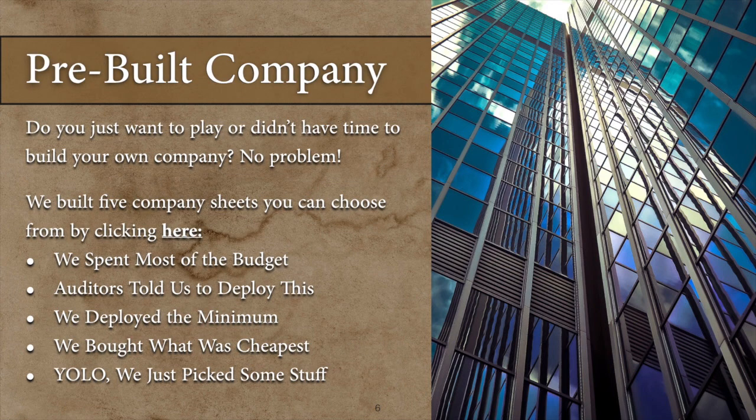Now, don't worry if you're at the workshop or you're an online attendee or you haven't had time to build a company. No problem. We've built 5 company sheets you can choose from by clicking on the link in the presentation. There's a couple different scenarios. The first is, we spent most of the budget. People got $2 million and went a little nutty, leaving you not a whole lot to deal with situations as they come up. You've also got a scenario where we deployed what the auditors told us to deploy.